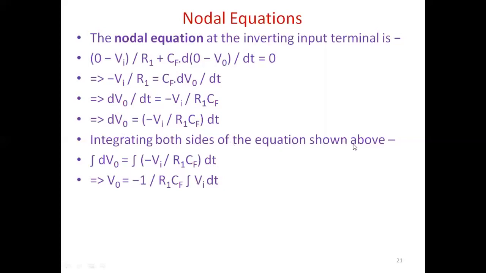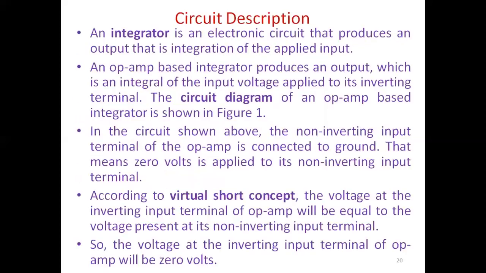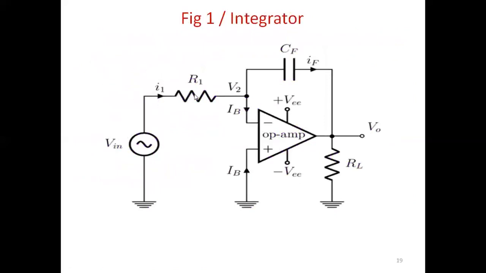Integrating on both sides of the equation, integrating dV0, we'll get V0 equal to minus 1 by R1 Cf, integrating Vi dt. Looking at the equation of V0, there is a relation between the input and the output voltage. Output voltage is equal to integration of the input voltage with a negative sign. Why this negative sign? Because we are applying the input to the inverting terminal. Positive terminal is grounded, and this is the integrator in inverting configuration.